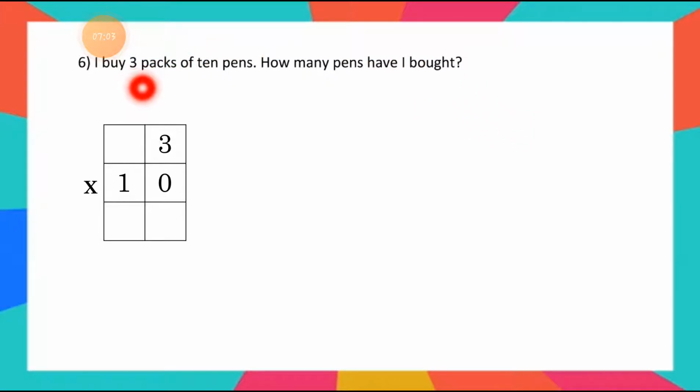So there are 3 packs. So I am writing 3 here. Now, ten, 10, the numerical information is given in word form. So I am writing 10. So 3 tens is equal to 30, or 10 threes is also equal to 30.